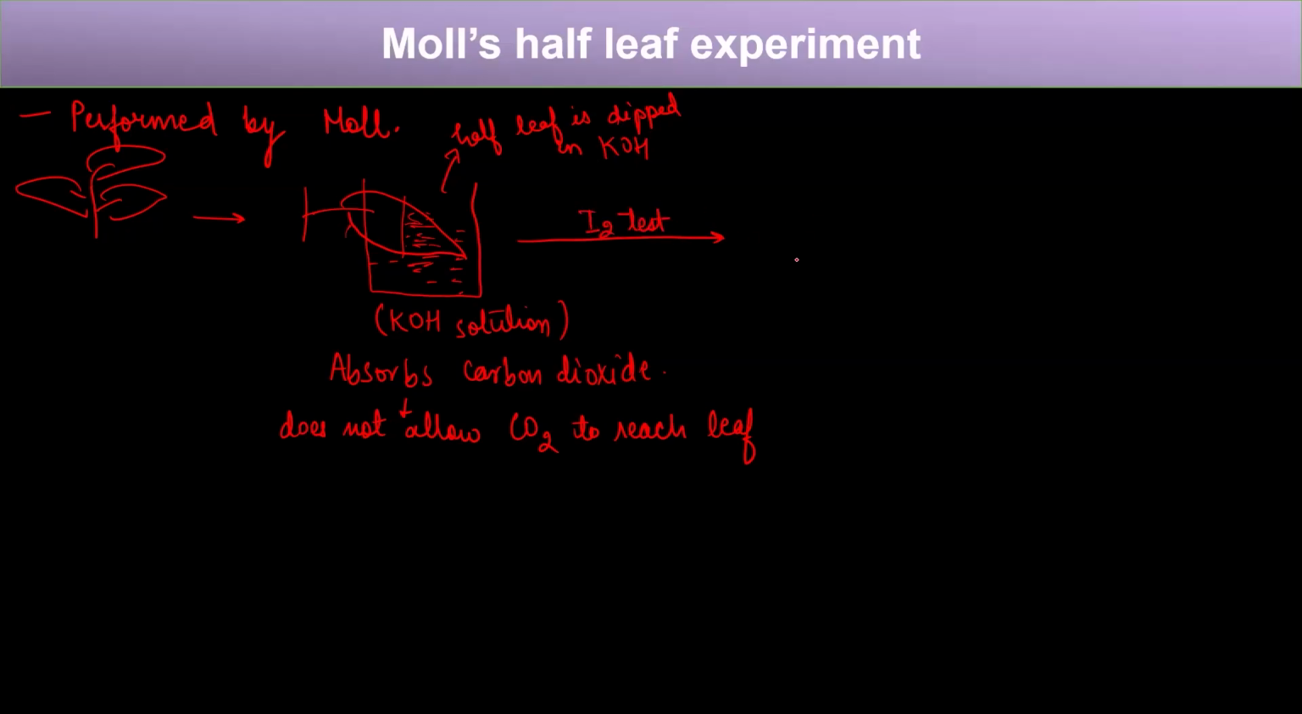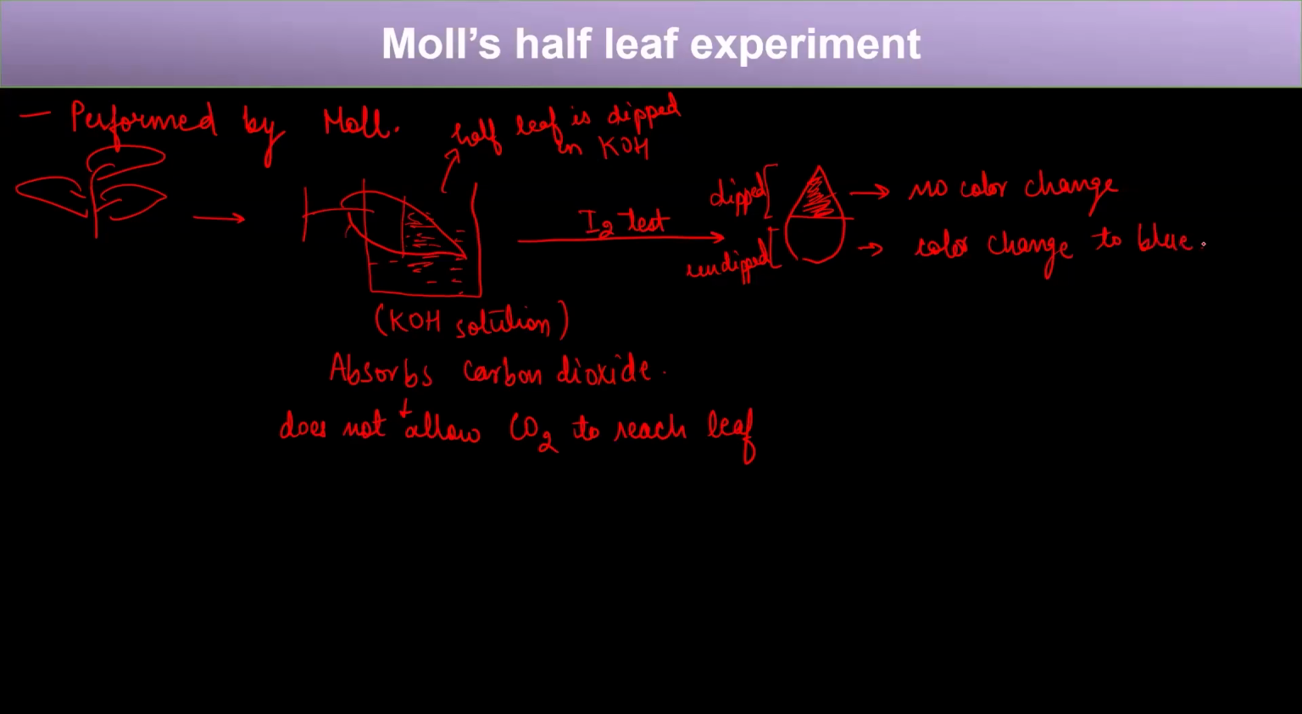And what he observed: suppose this is a leaf. Now, this portion was dipped in the KOH, and this is undipped. Okay. Then when he performed the iodine test, he found that in the dipped region, there was no color change. While in the undipped region, the region that was not in the KOH solution, the color changed to blue.